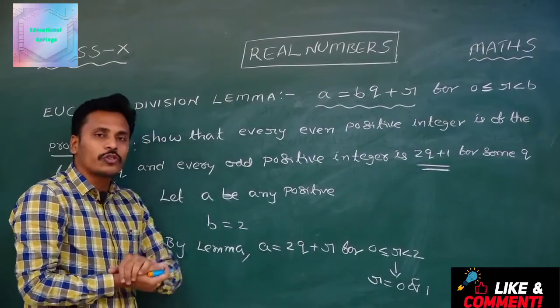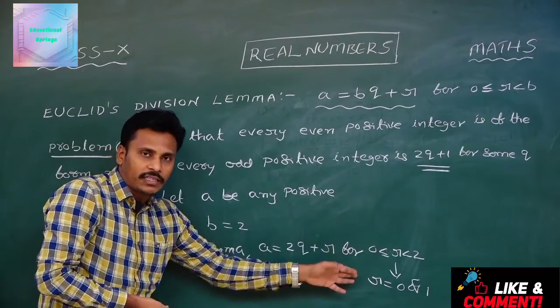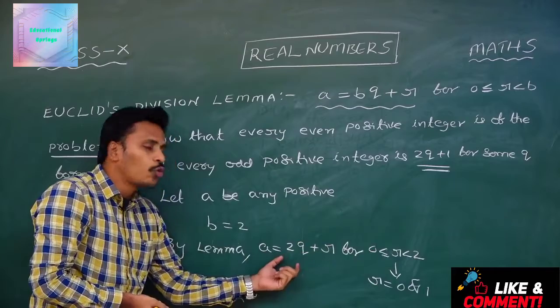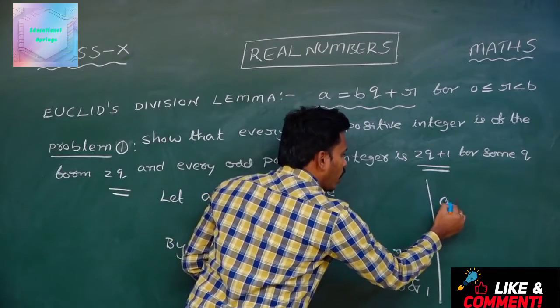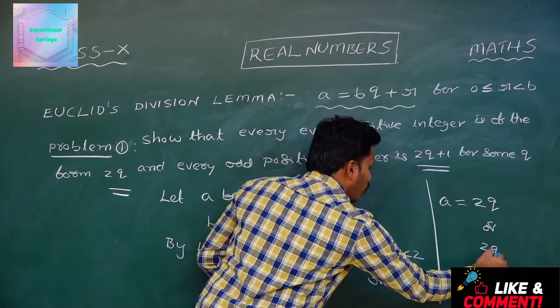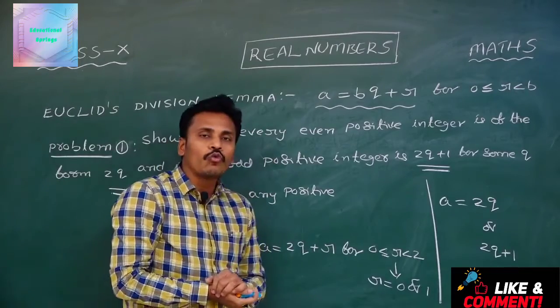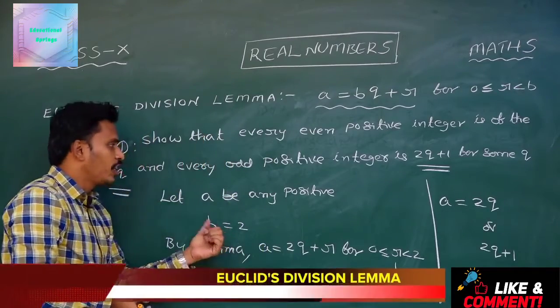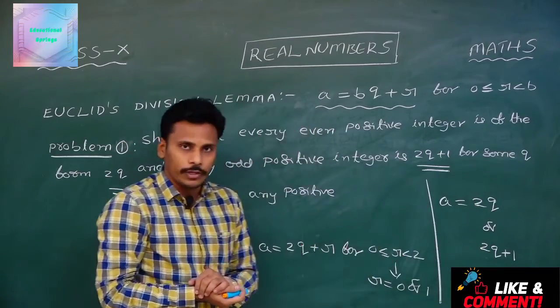Since r is equal to 0 and 1, if you replace this r with either 0 or 1, we have two forms for this a. At the end, the two forms for a are a equals 2q plus 0, or 2q plus 1. Have a look. Now at the end I have two forms for a with respect to this 2, and those two forms are 2q and 2q plus 1.